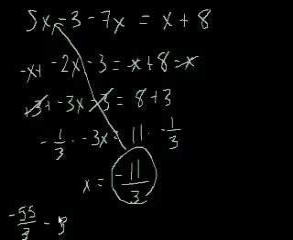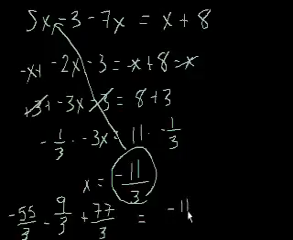And 3 could also be written as 9 over 3, so it's minus 9 over 3. I'm skipping some steps, but I think you know your fractions pretty well by this point. And then minus 7x is the same thing as plus 77 over 3, because we have the minus 7 times minus 11, so it's plus 77. And the equation is saying that should equal minus 11 over 3, that's what x is, plus 8, which is nothing more than 24 over 3.